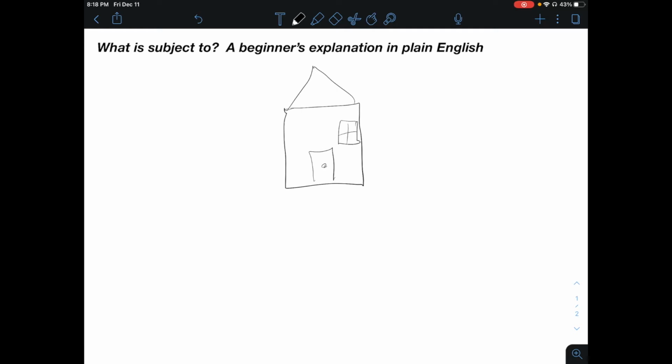What is a subject to? A beginner's explanation in plain English.